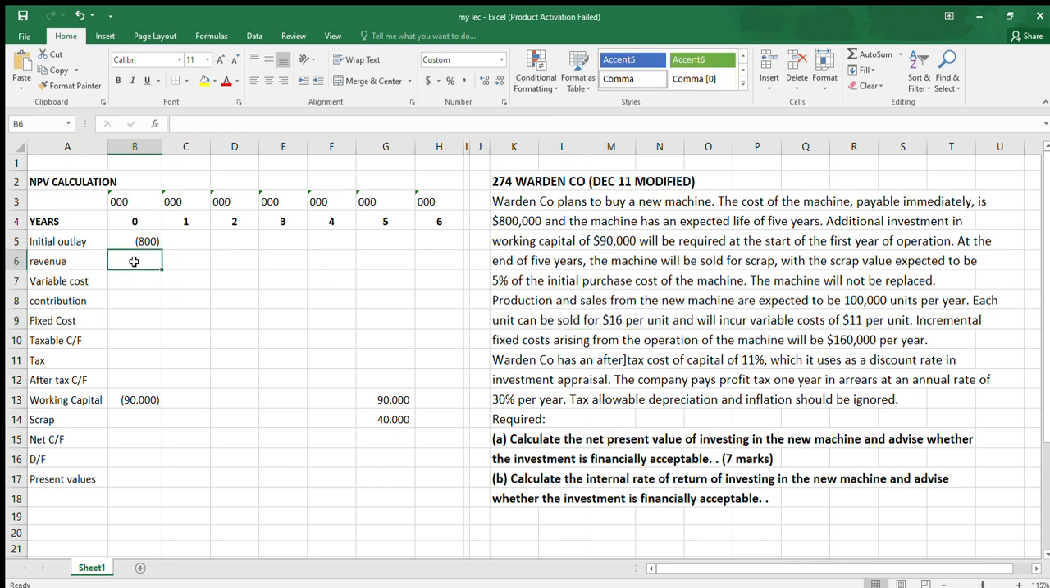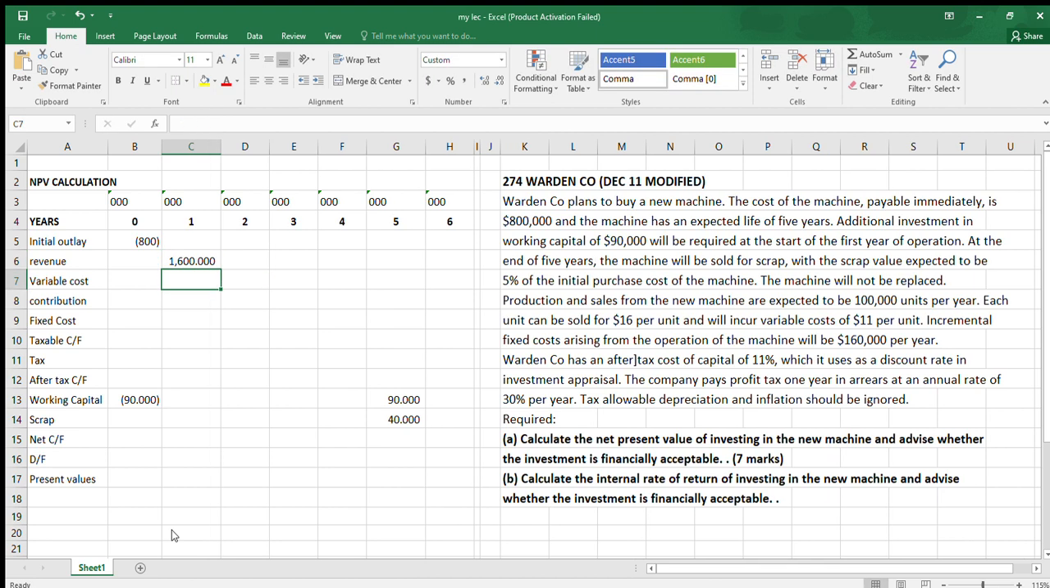The revenue has nothing to do with year zero. We generate revenue after our investment, which is year one. So the rate is $16, multiplying the 100,000 units, which is 100 because we have three zeros up there. So we have our 1,600. It will be the same up to year 5.